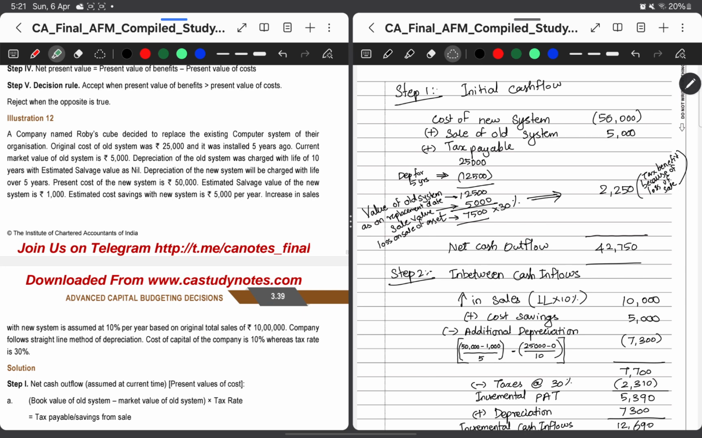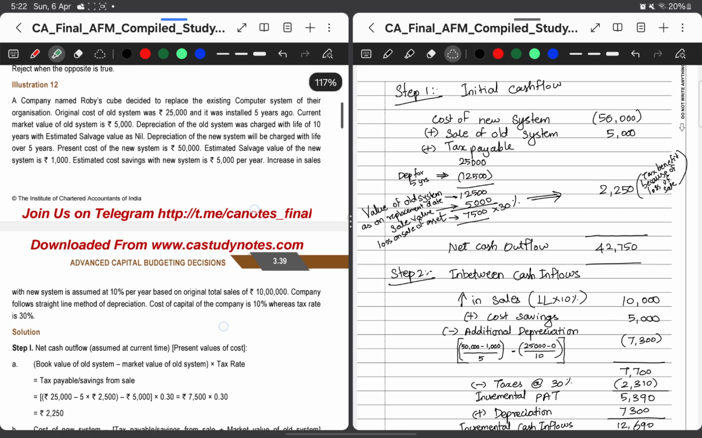They have not given what will be the actual cost for running the new system. They have given cost savings. So if we replace, how much will be the savings? That they have given, 5,000 per year. So we have to follow the incremental NPV approach, and if the incremental NPV is positive, then we can go ahead with replacing the computer system. If it is negative, then we should not replace, we should continue with the existing system. That will be the rule.